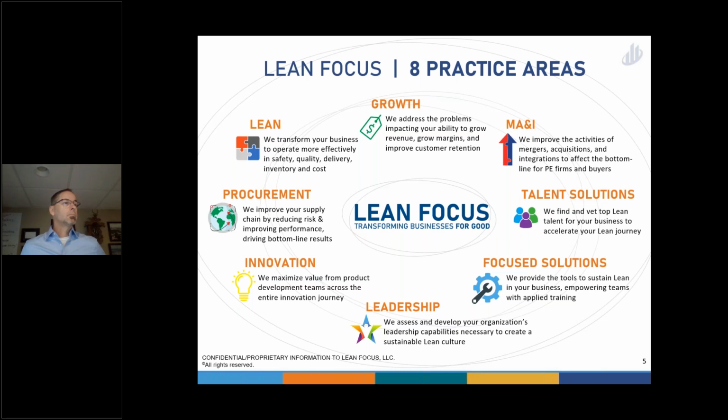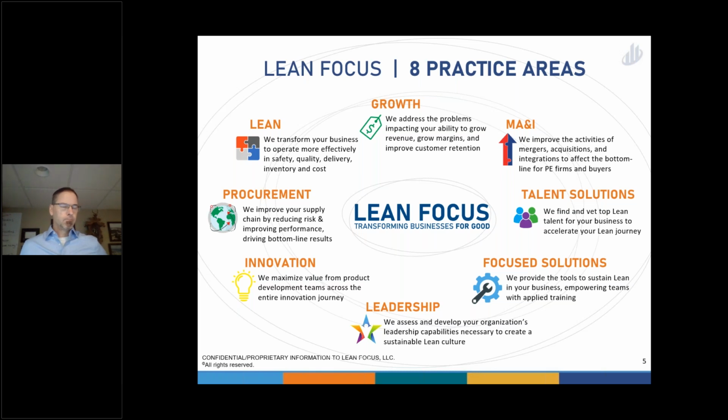We work across 8 practice areas with our clients, and today's topic actually resides in the leadership practice because it's a tool and process we use to help develop the organization's capabilities around lean. So we'll go into that a little deeper. But we can see here that we cover a lot of different areas with our clients. And when we're doing transformations with clients, oftentimes we're working across all 8 of these areas at the same time.